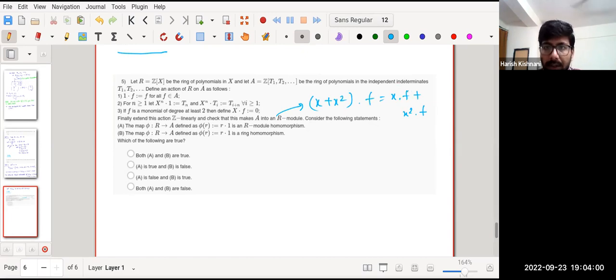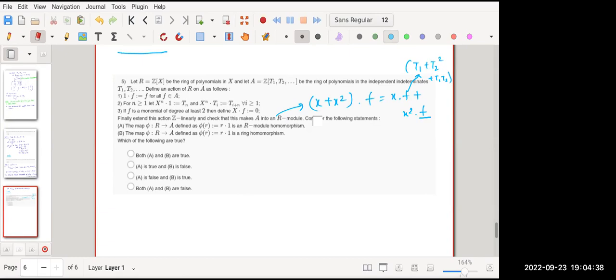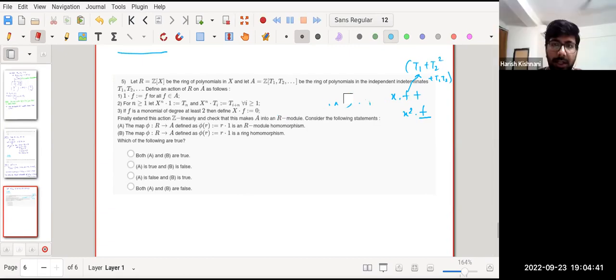Now f also is a polynomial, and we are defining the action over monomials. So let's say it is of this kind, t1 plus t1 t2 square, or t1 t2. Then you just distribute it over this dot operation. That's what they are telling you. You extend it linearly, and you know what x dot t1 is, what x dot t2 is, and what x dot t1 t2 is. Similarly here also you need to extend it linearly, and that gives you an action, a scalar multiplication. Is the definition clear? Yes, sir. Okay, great.